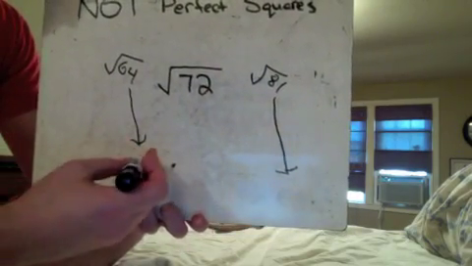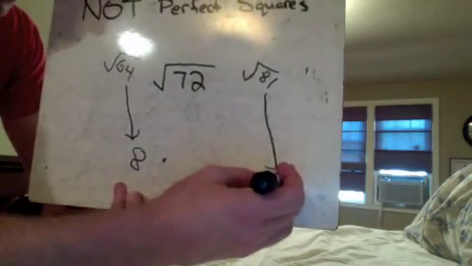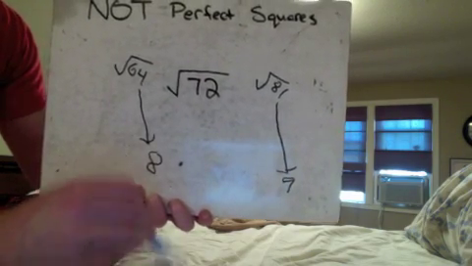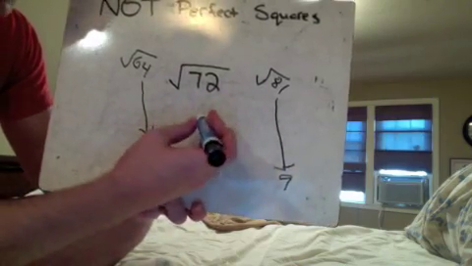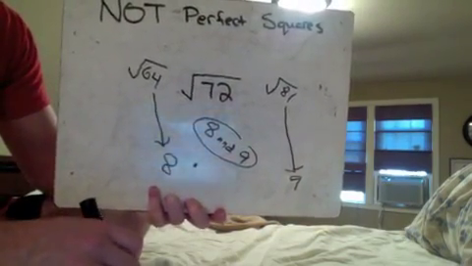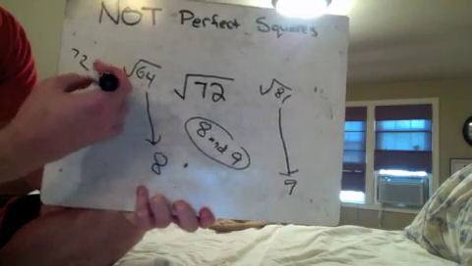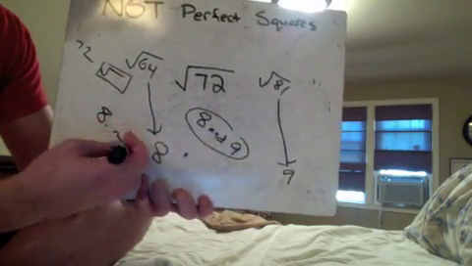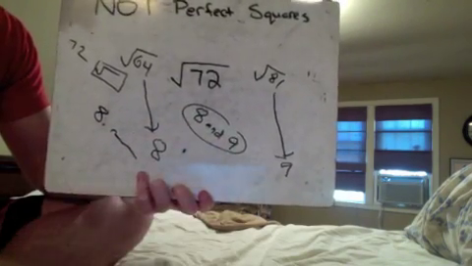The square root of 64 is, of course, 8, because 8 times 8 is 64. The square root of 81 is, of course, 9, because 9 times 9 is 81. So the question is, between what two whole numbers does the square root of 72 fall? The square root of 72 is between 8 and 9. And if you took a calculator with the square root key and typed in 72, your answer is going to be 8 point something, because 8 point something is between the whole numbers 8 and 9.